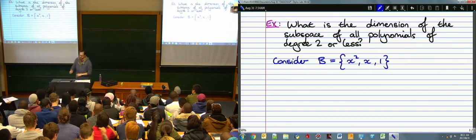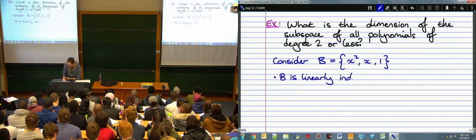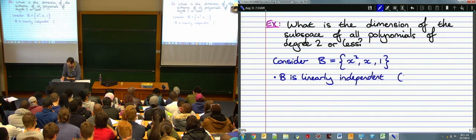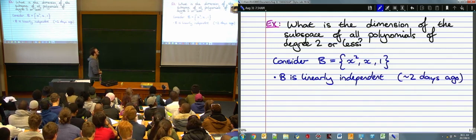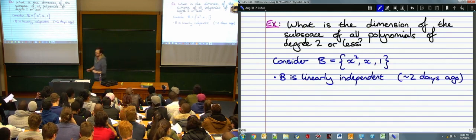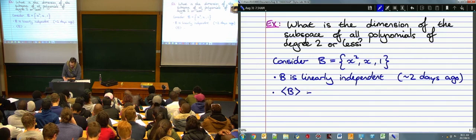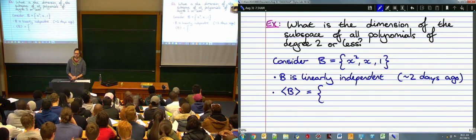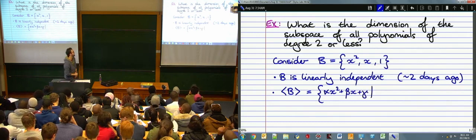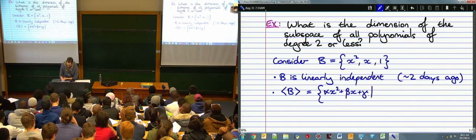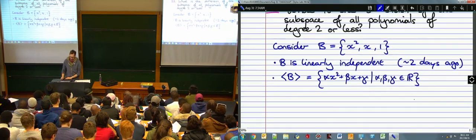I'm not going to go through all the details again, but B is linearly independent. I think that was about 2 days ago. So we know that this is linearly independent. And then the second thing we've got to write down is what B generates. The set which is generated by B is just all possible linear combinations of the vectors, in this case the functions inside B. So that's alpha x squared plus beta x plus gamma, with alpha, beta, gamma all real numbers.